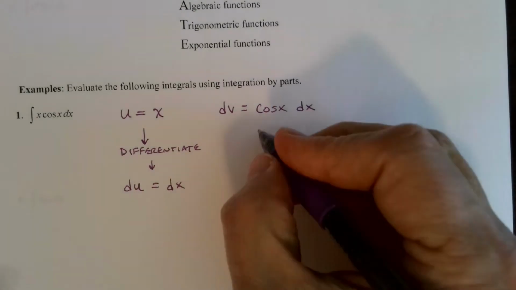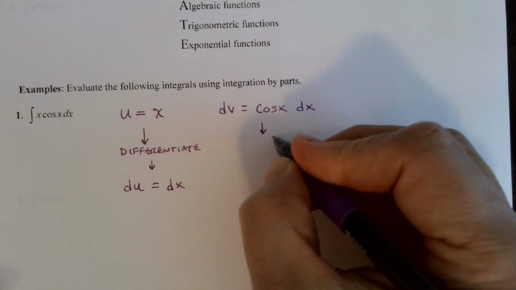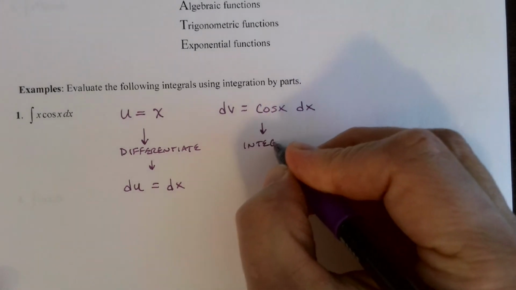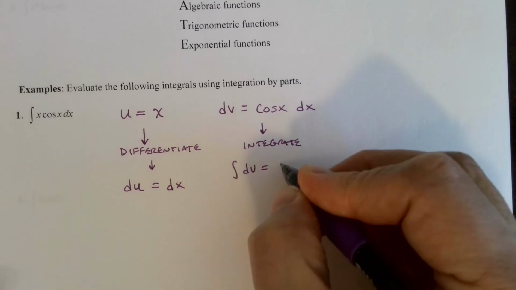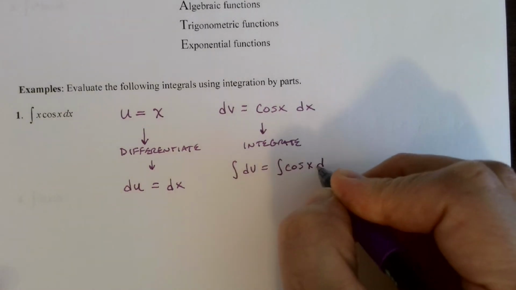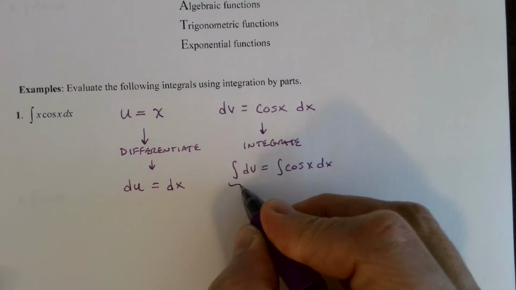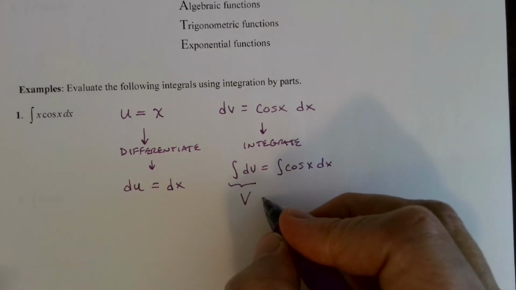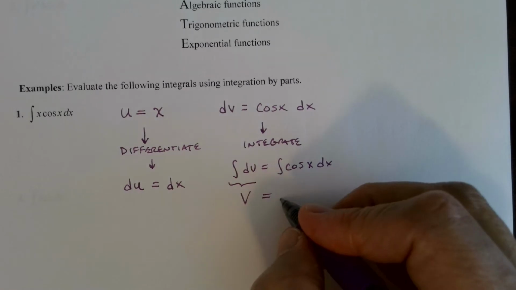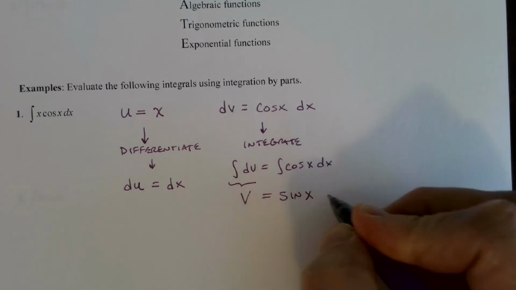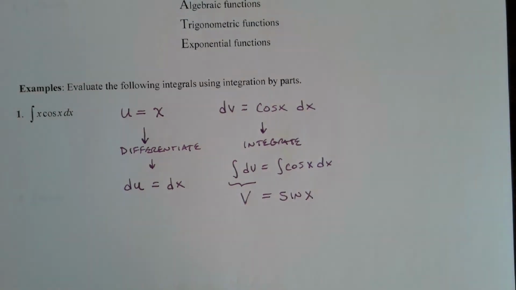Over here, we're going to integrate. So I've got the integral of dv is equal to the integral of cosine x dx. Well, the integral of dv, that's just v. The integral of cosine x is what? What's the antiderivative of cosine x? Answer, sine of x. Now, yes, we have a plus c. Hold off on the plus c for now. We'll add our plus c when everything is done.